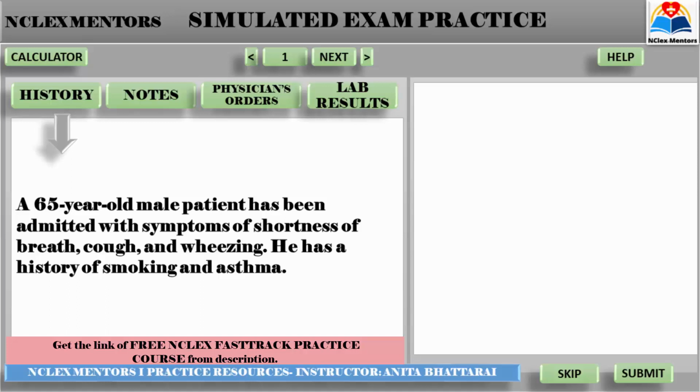The next generation NCLEX is a comprehensive examination designed to assess the knowledge and skills of aspiring nurses. The examination covers a wide range of topics, including patient care, pharmacology, and nursing processes. One of the key components of the next generation NCLEX is the case study question.